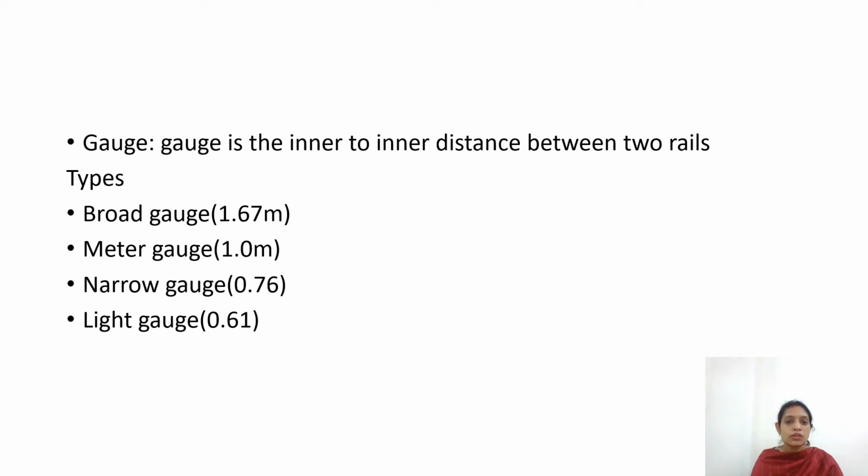Next is gauge. What is gauge? As we previously discussed, gauge is the inner to inner distance between two rails. Different types of gauges are there for different soil categories, different types of road and environmental conditions, and the types of trains. The distance between wheels may vary. For that, different types of gauges are there. That is broad gauge, meter gauge, narrow gauge and light gauge. Four types of gauges are there.